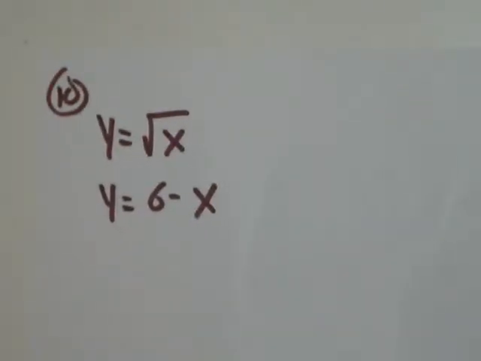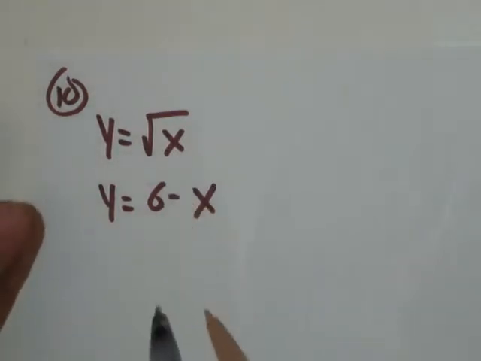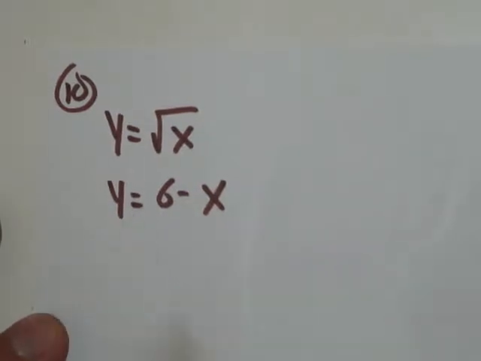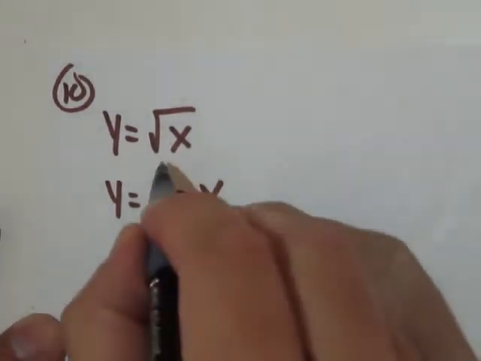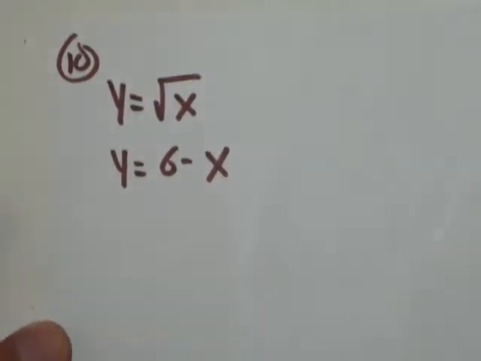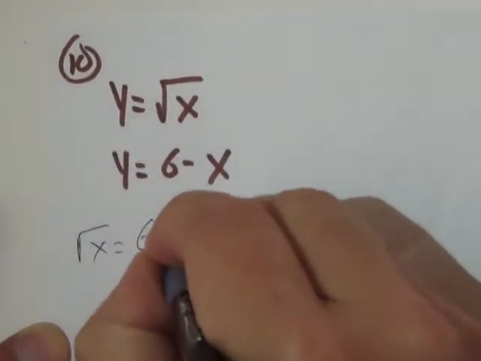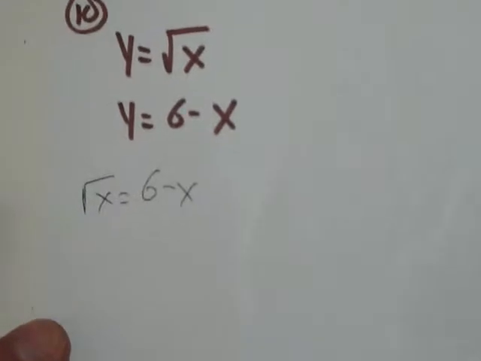Alright guys, so let's go ahead and take a look at number 10 now. Number 10 looks a little bit simpler. We've got y equals square root of x and y equals 6 minus x. We can do the same thing we did for number 6. They're both equal to y, so I can write this as square root of x equals 6 minus x. But now what do we do?